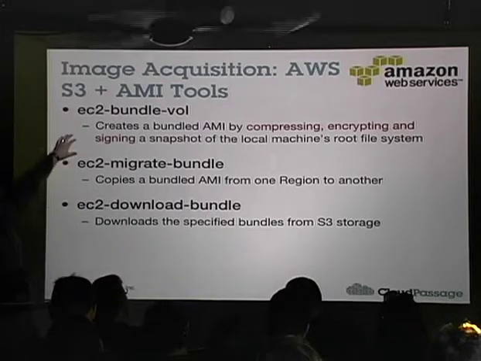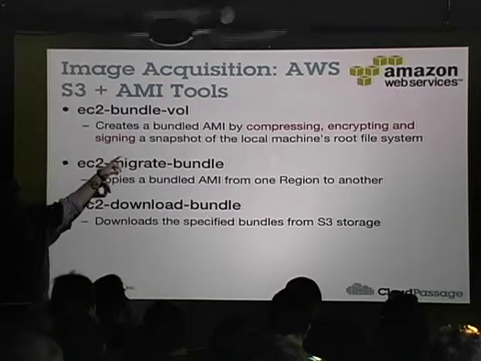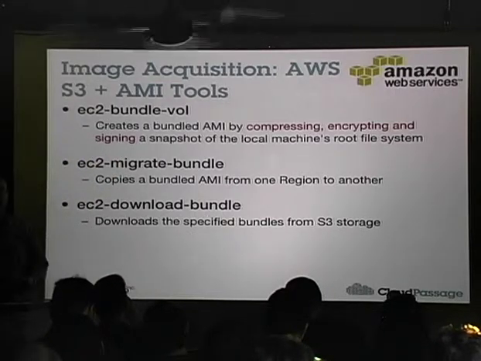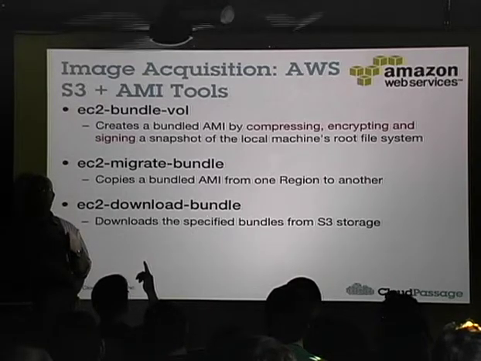So this EC2 bundle volume, what it'll do is compress, encrypt, and sign a snapshot. And you can take that and move it over to an S3 bucket and then say, okay, hey, Amazon, ship that to me.